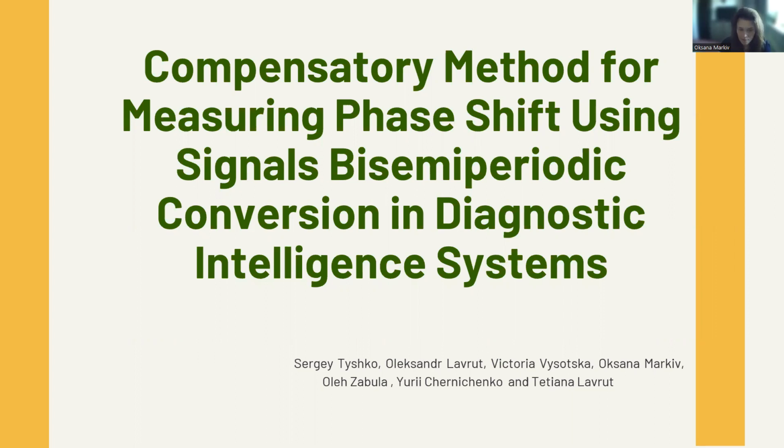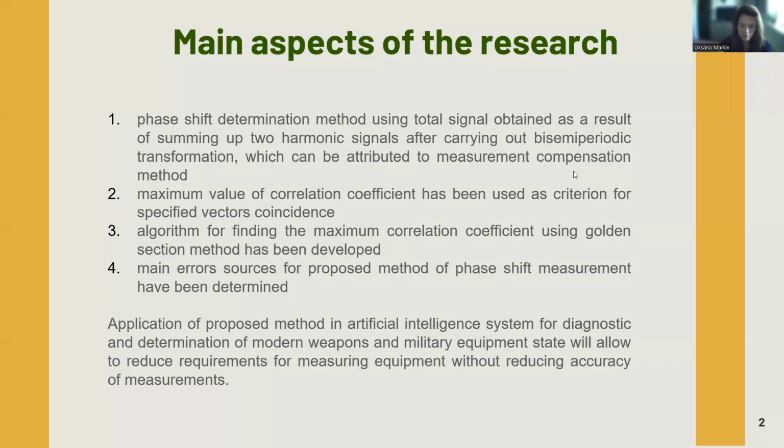I would like to present our team's work: a compensatory method for measuring phase shift using signals' bisemiperiodic conversion in diagnostic intelligence systems. In our research, we dwell upon a phase shift determination method using the total signal obtained as a result of summing up two harmonic signals after carrying out bisemiperiodic transformation. The value of phase shift has been determined by comparing the vector obtained after amplitude-time analog-digital conversion of the total signal with a set of reference function vectors.